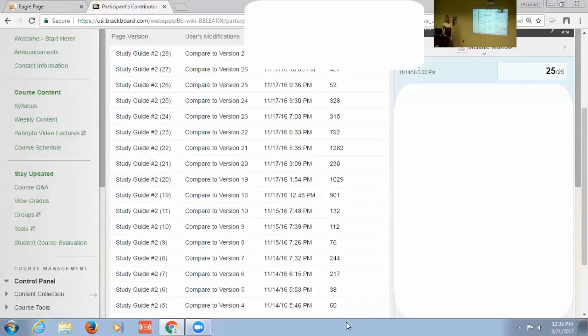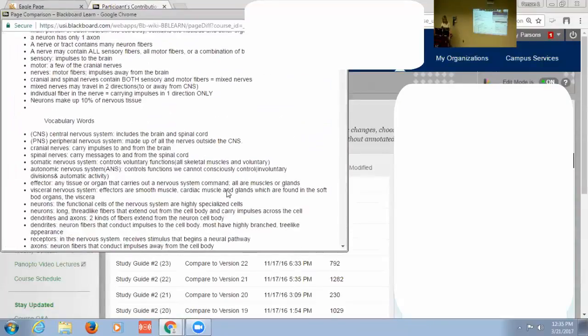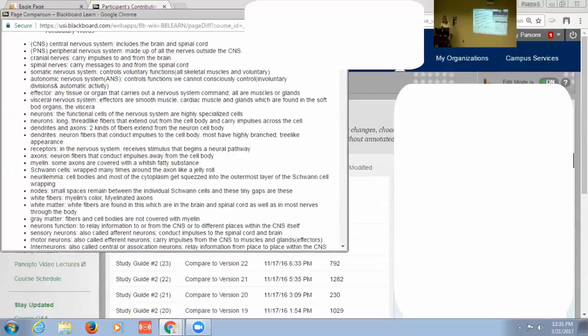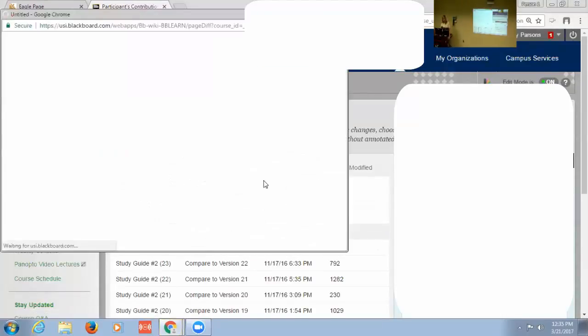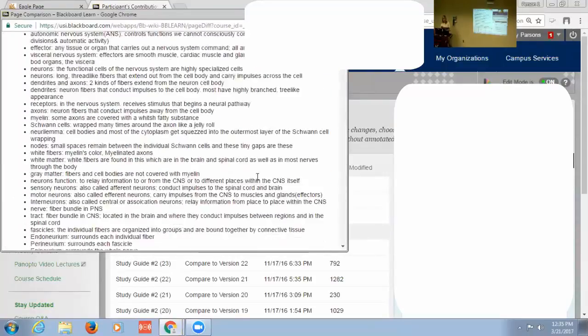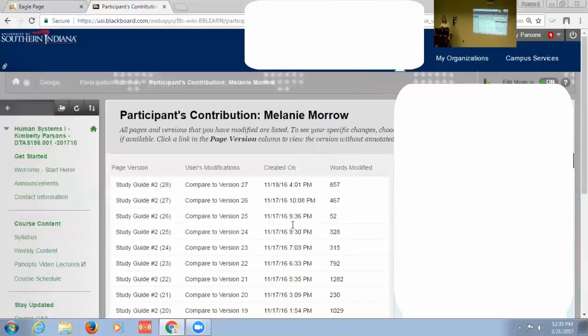So I can see, and I could click on version 21 and scroll down and see what was in there. And then I could click on version 24 and compare it to version 21. If I scrolled all the way down, she had a lot of stuff in there, to see how much effort and what they were doing.